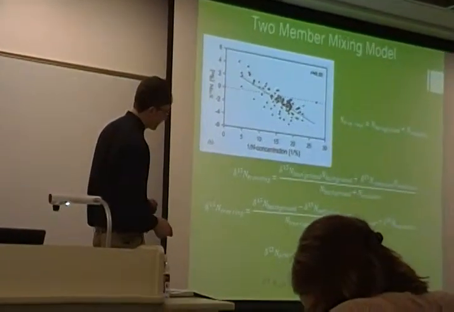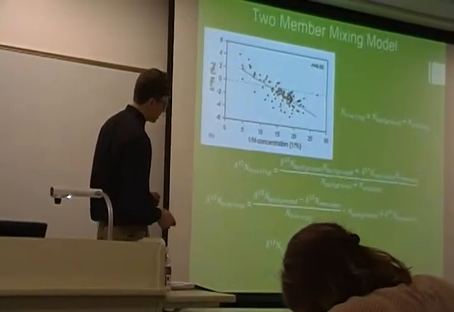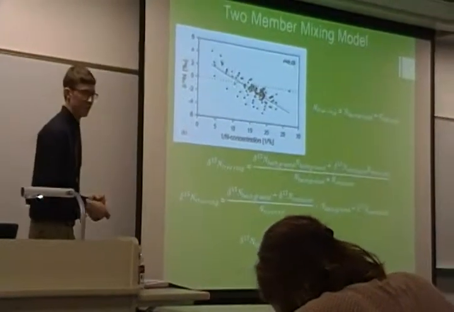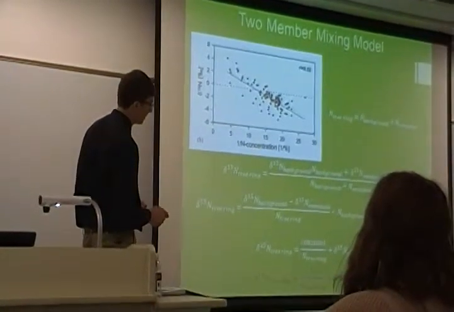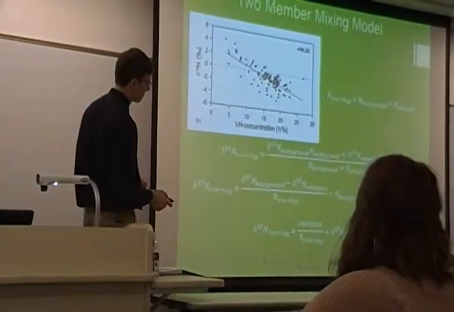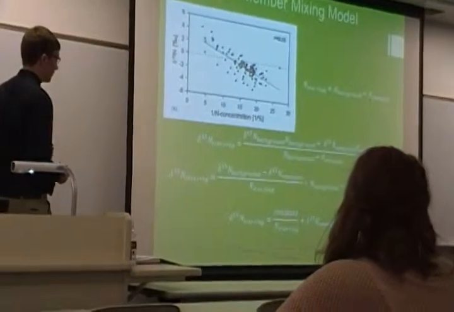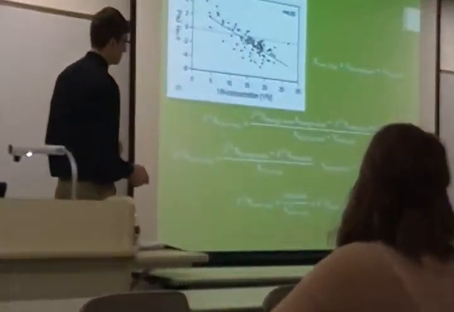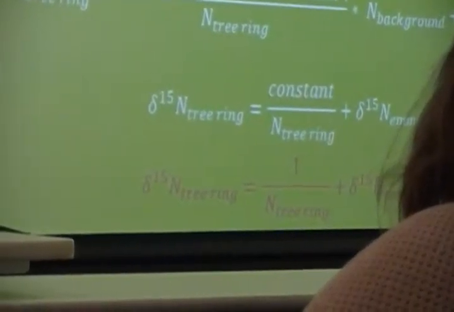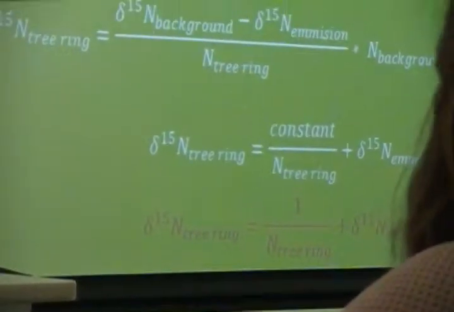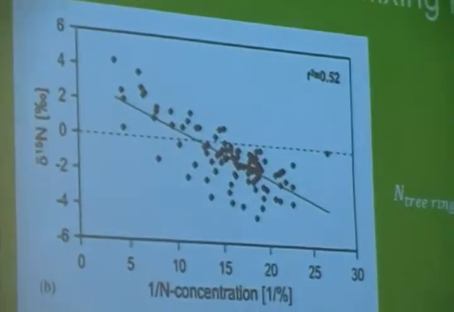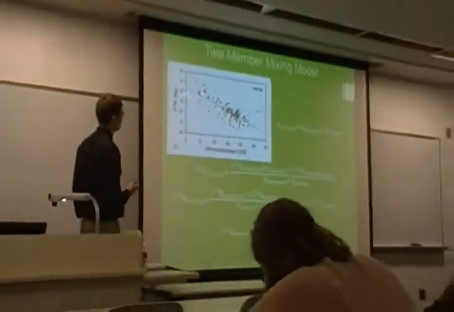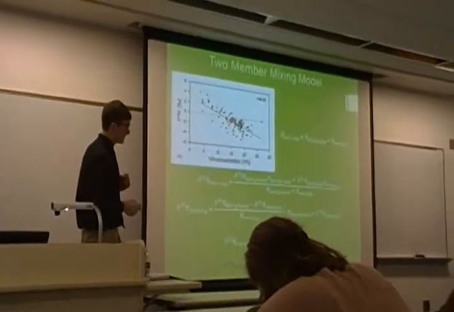So for our equation down here, I hope everybody can see it, our y-intercept is the isotope ratio from the emissions of vehicles. So we can extrapolate our line up here to our y-intercept and see actually what the isotope ratio was from the vehicles, from our tree rings. And that was about 3.1 was the value.